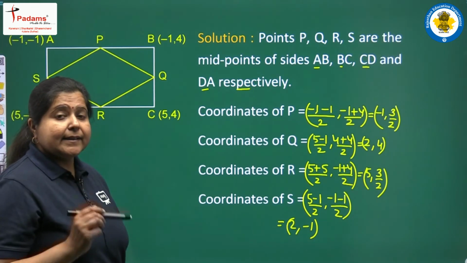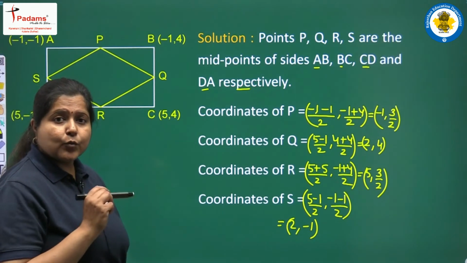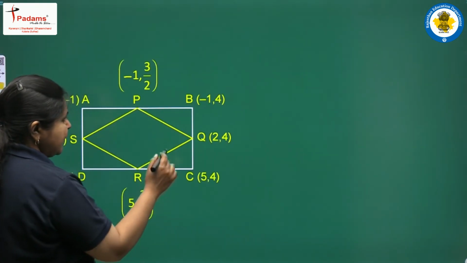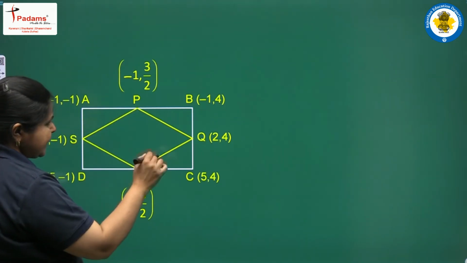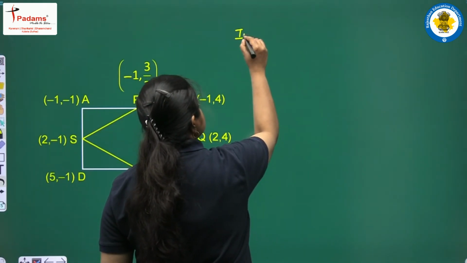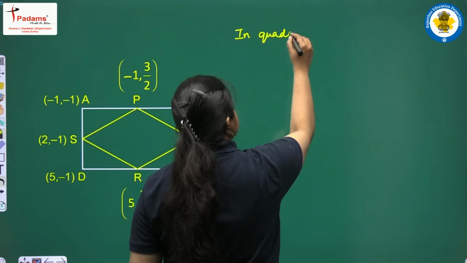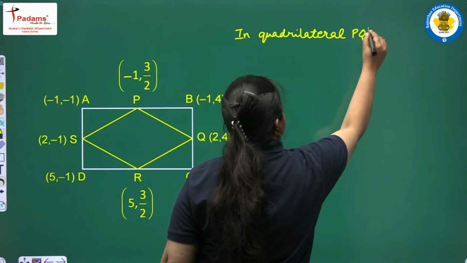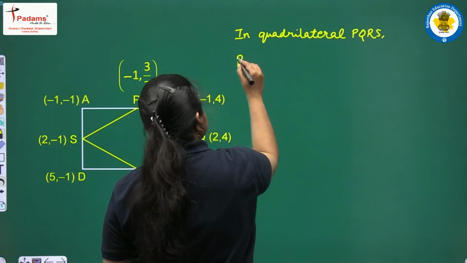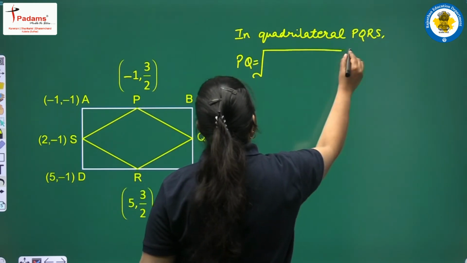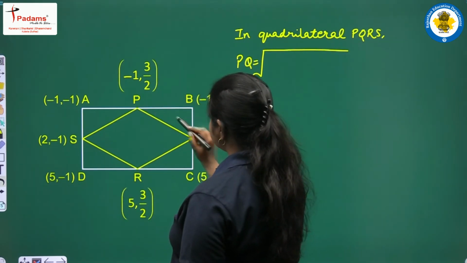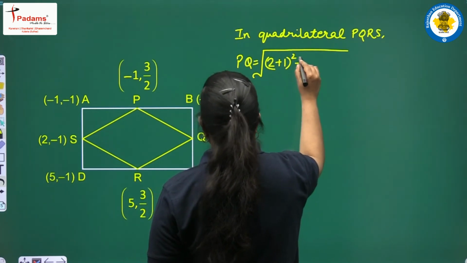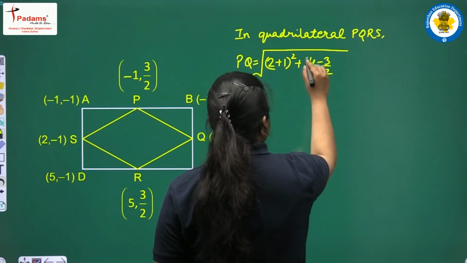Now we will find the lengths of the sides of this quadrilateral. We move further. This is the figure where we have the quadrilateral PQRS with the coordinates. Now in quadrilateral PQRS, first we will find the length PQ. This is square root. First we find the difference between the x coordinates, 2 minus of -1, it will become 2 + 1 whole square, and then we have 4 - 3/2 whole square.